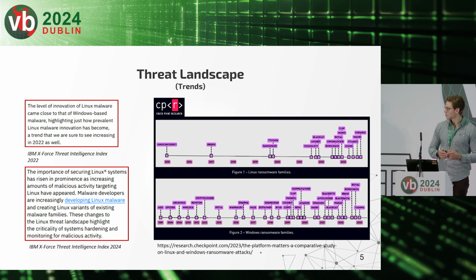There's a little graphic there from Checkpoint Research. I know there's a few researchers here, which I thought was pretty cool because it details how ransomware in particular has started to proliferate a lot more on Linux over the last couple of years compared to that on Windows.